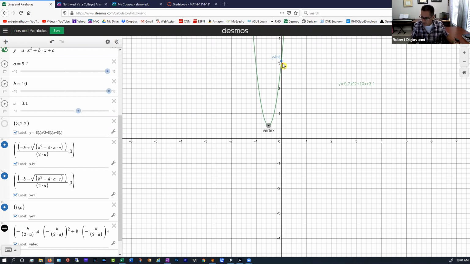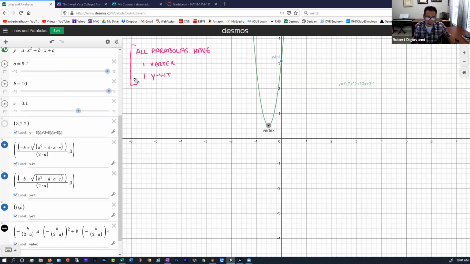So I'm going to write this down because we need to know this. All parabolas have one vertex and one y-intercept, guaranteed every time.